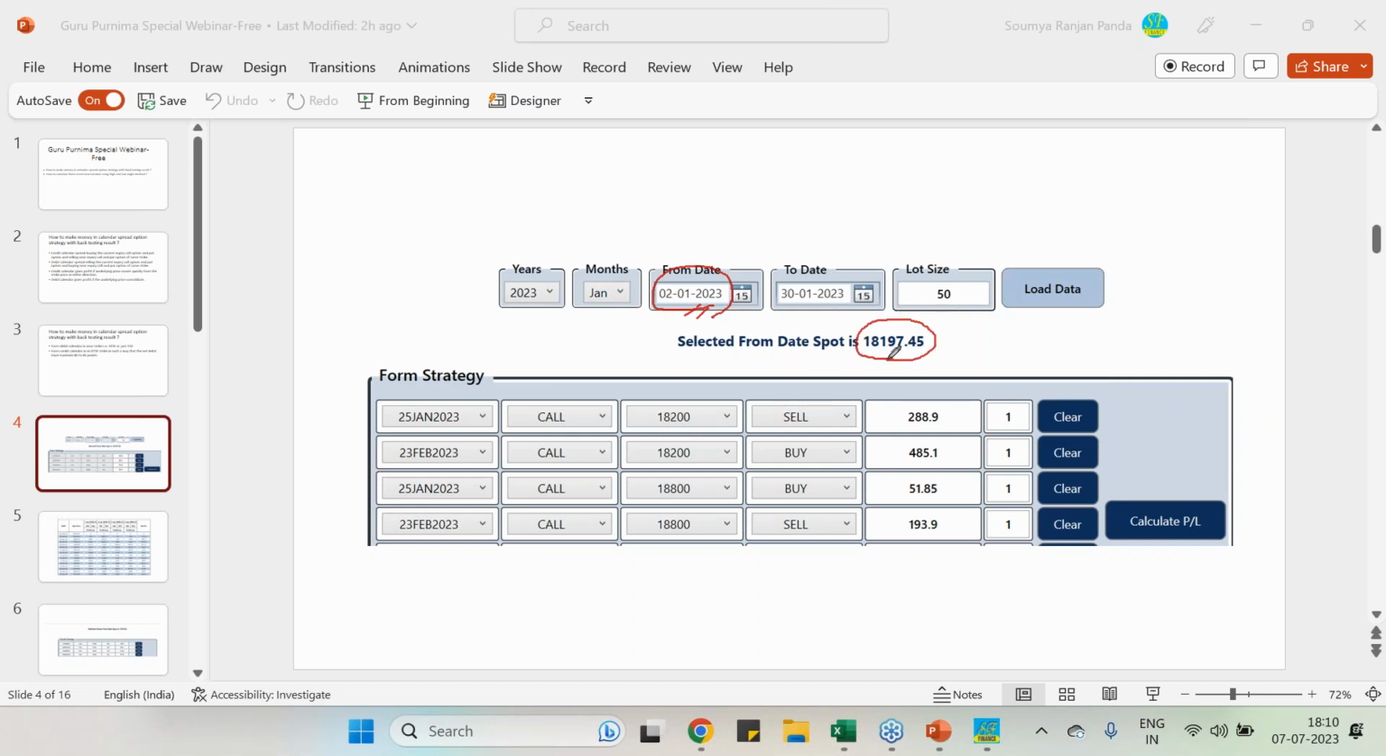18,197. But don't take it as a rule. A little bit of concentration and a little bit of observation are required. I will tell you what the concentration and observation are. Nifty is at 18,197, so my first one will be a debit calendar, in the 18,200 strike.